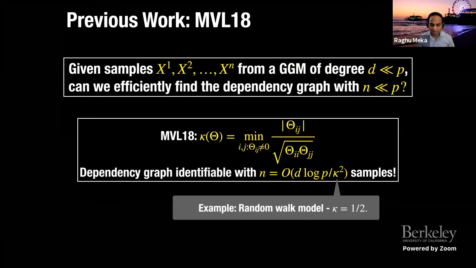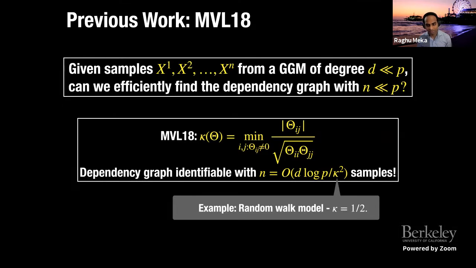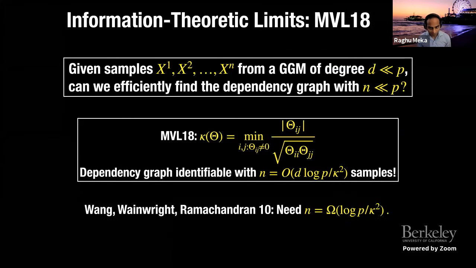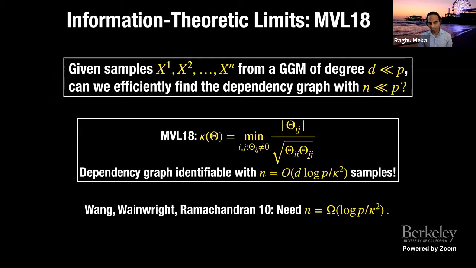And for the case of the random walk, the ratio kappa is just a half. If you look at the least off-diagonal entry, you just get half. And to complement this, there's an older work due to Wang, Wainwright, and Ramachandran from 2010, who showed that you need at least log p over kappa squared samples to learn the GGM. And this again makes sense because you need roughly 1 over kappa squared samples to notice that there is any correlation on any edge. And then, if you have p dimensions, then you might need log p samples.